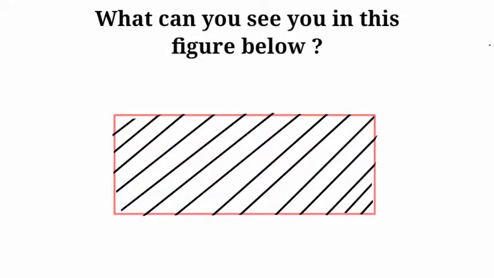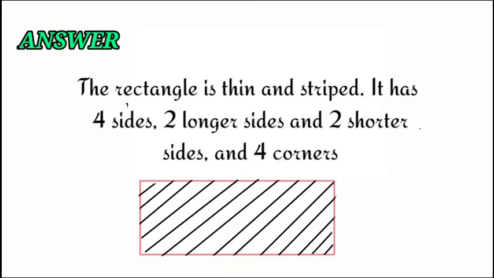What can you see in this figure below? Once you observe that picture, what can you observe? The rectangle is thin and striped. It has four sides, two longer sides. What are the longer sides? This is the long side and this is the other long side. These two are the long sides, and 3 and 4 are the short sides.